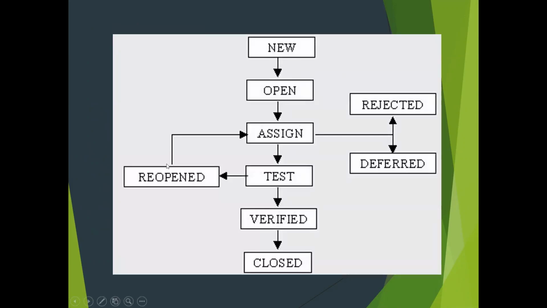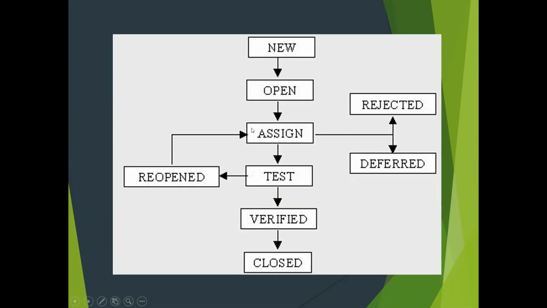Here you can see a simple diagram of it. We can see the different stages and how it is flowing. First, when we find the defect, it is new. Then confirmation is open. Then we assign it to the developer. After that, we are going to retest it.